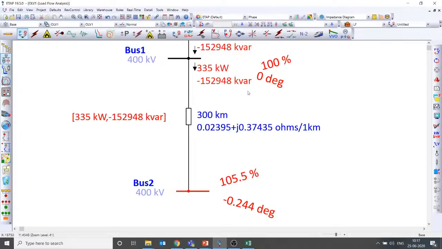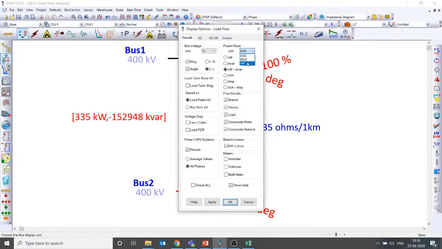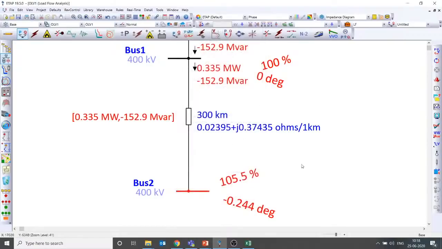Fine. So the system has another problem like this: the 300-kilometer line injects about 152 MVAR. If I put it in MVAR instead of kVAR, then you can understand that, yes. You can see the system injects about 152 MVAR, right? That's great. Okay, perfect. So is that the only other issue?